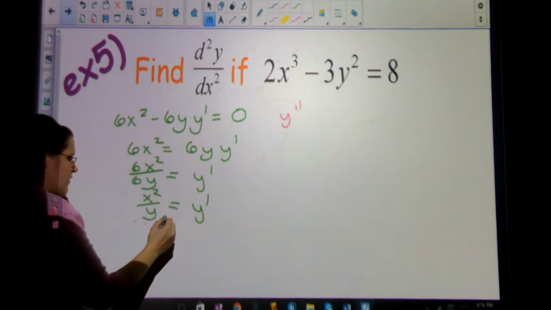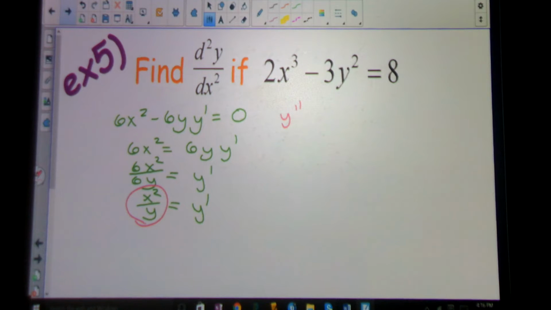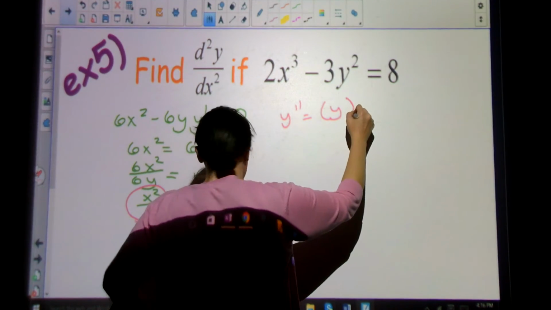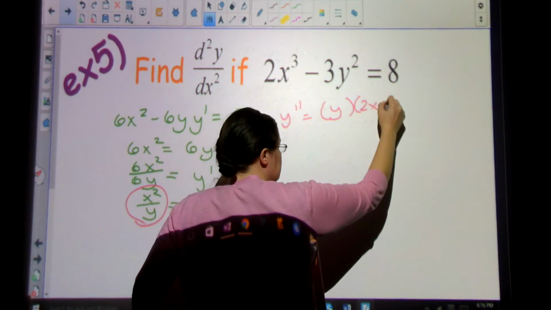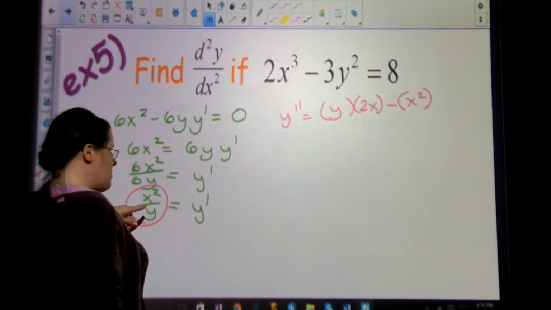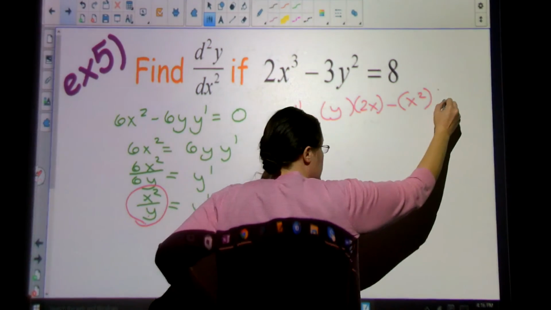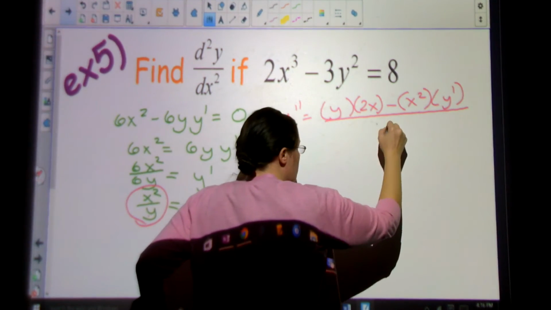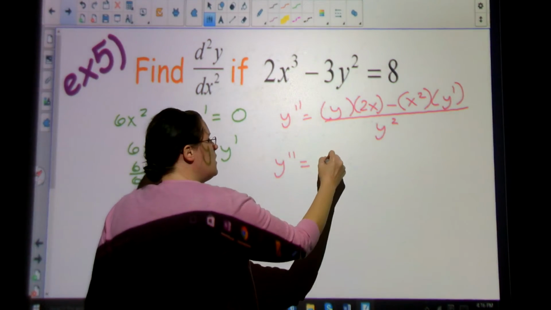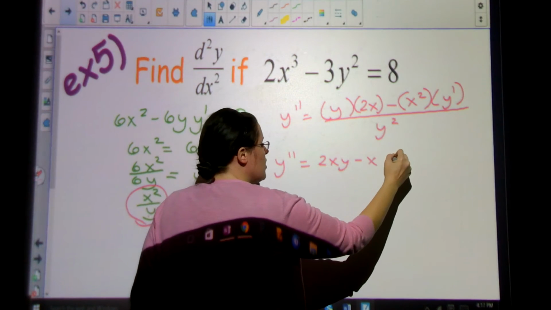Now, in order to take the derivative of this, I could use the product rule, the chain rule. I would definitely go with the quotient rule here. Quotient rule is way easier than doing the product rule in this case. So the quotient rule says the bottom times the derivative of the top, which is 2x, minus the top times the derivative of the bottom, which is 1 y prime, all over the bottom squared. Now let's clean this up a tad. 2xy minus x squared y prime.